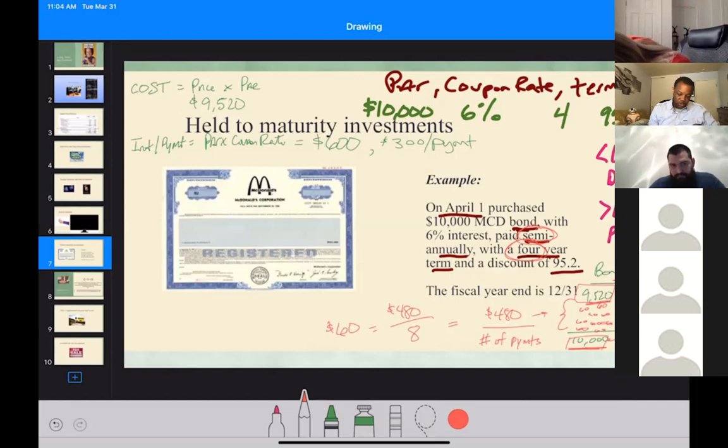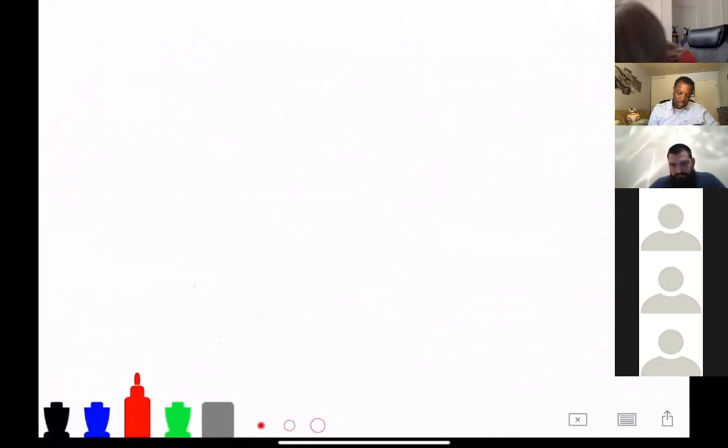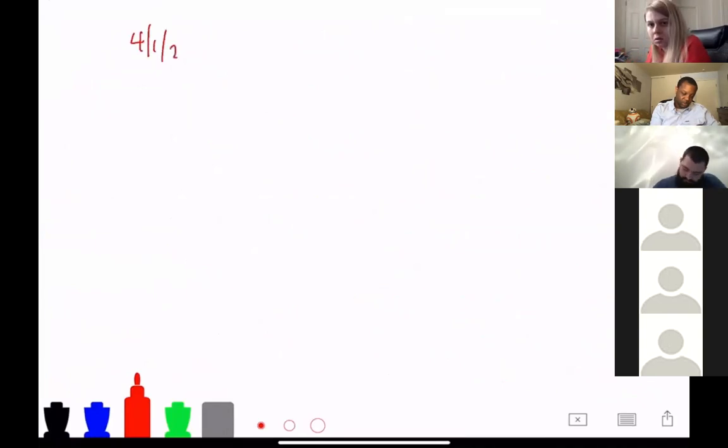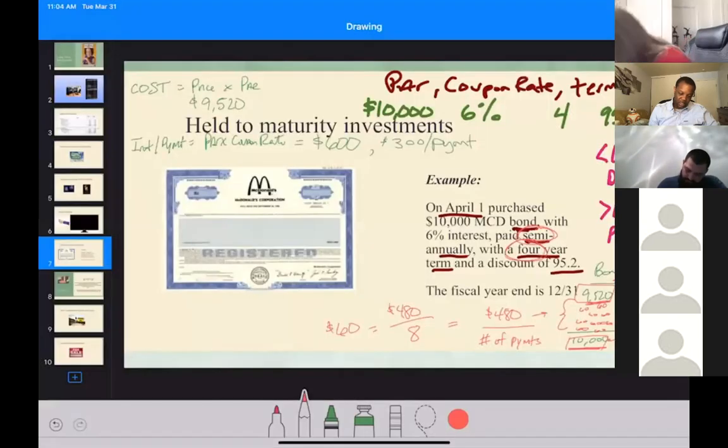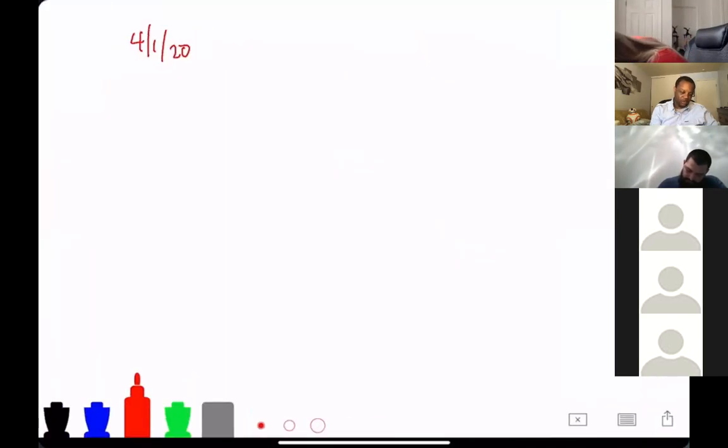So now we're doing our journal entries. I'm just going to come back to here. This was on April 1st, 2020. We paid $9,520 for this bond investment, and we credit cash $9,520.